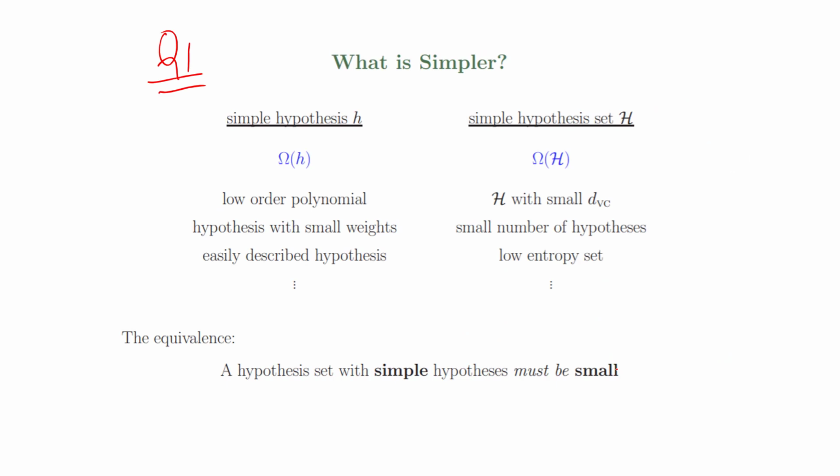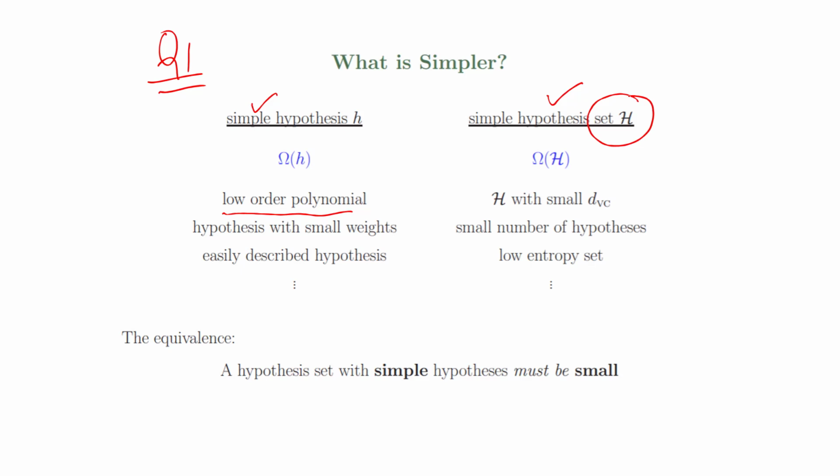So what is simpler? We have two sort of definitions for simple, and we've come across both of them until now. The first one is simple hypotheses. We've looked at that when we were doing regularization, and also when we were talking about low order polynomials. So there are essentially two distinct approaches to defining this notion of complexity. For example, in the VC dimension in chapter 2, a measure of complexity was based on the hypothesis set as a whole.